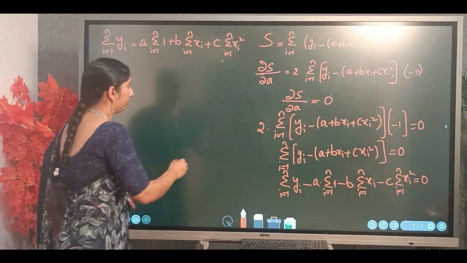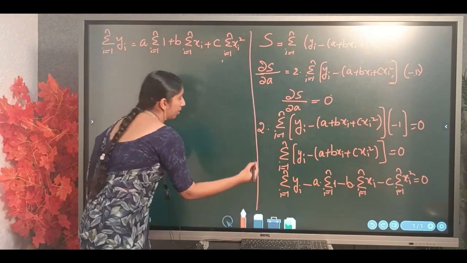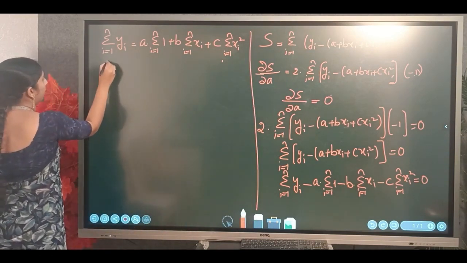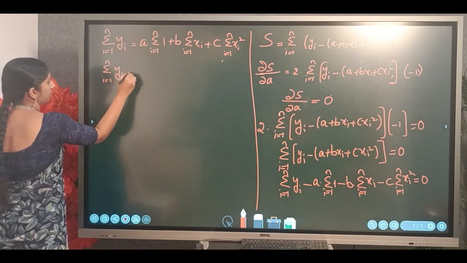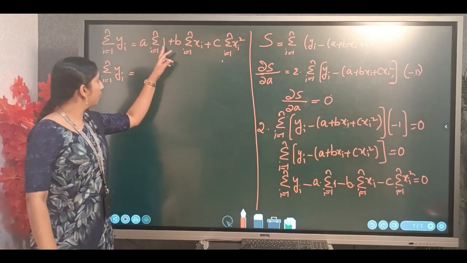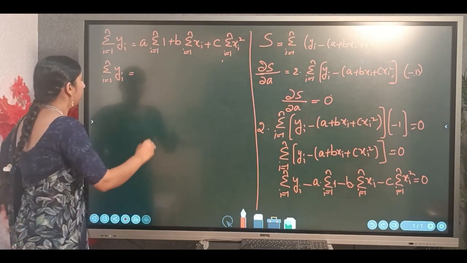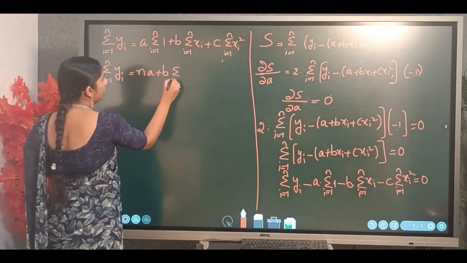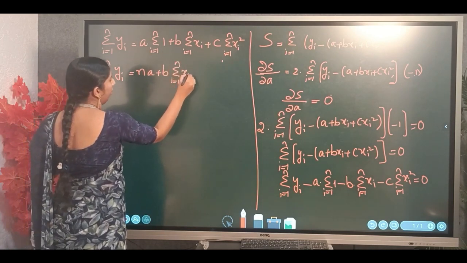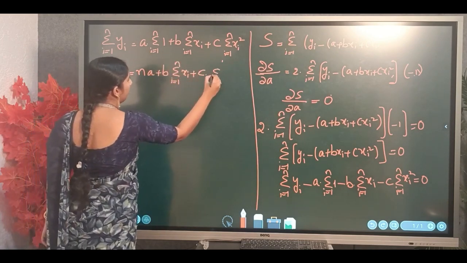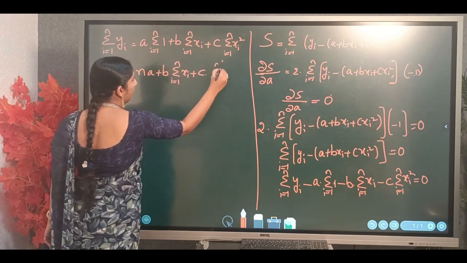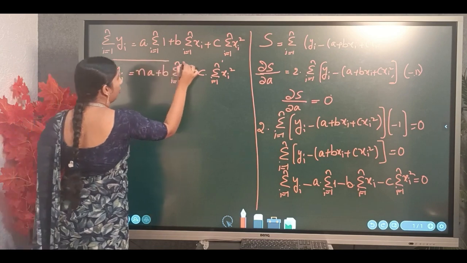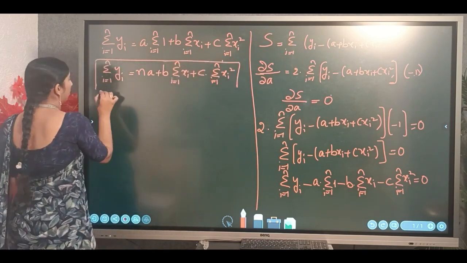Okay, put a draw line here. And what we have to do? Summation i equal to 1 to n of yi is equal to, here 1 is summed n times. So we get na plus b into summation i equal to 1 to n of xi plus c into summation i equal to 1 to n of xi square. This is one of the normal equations.